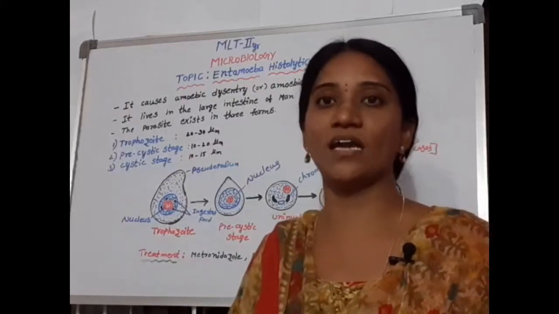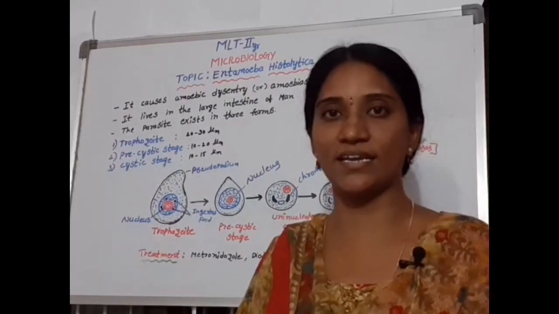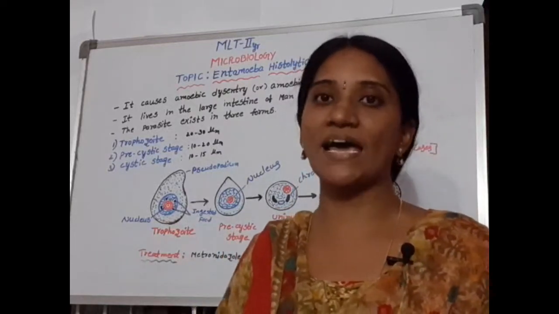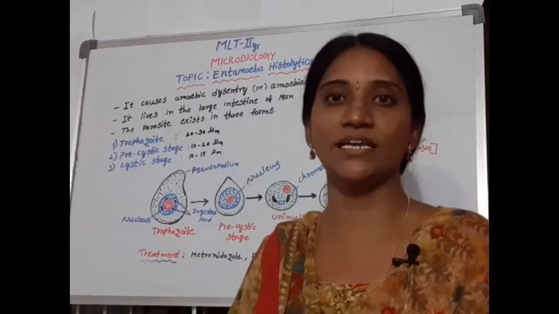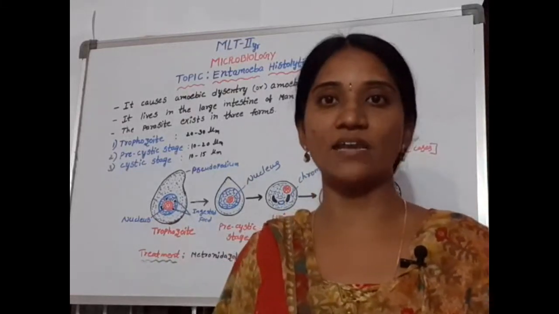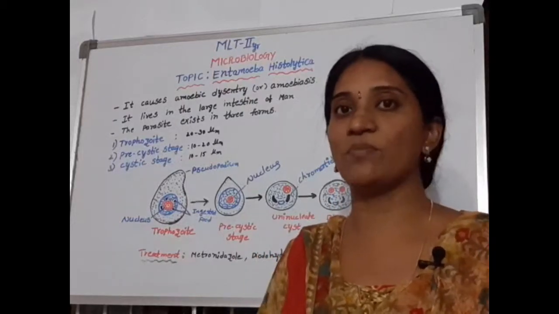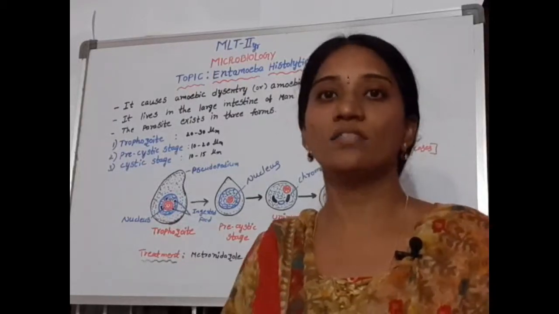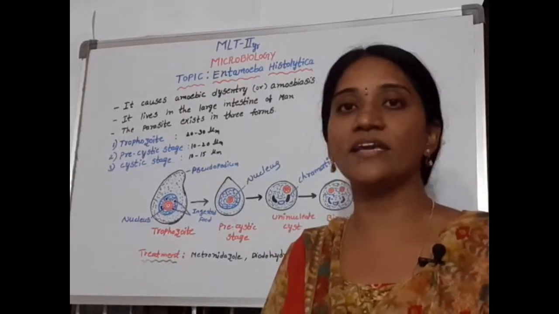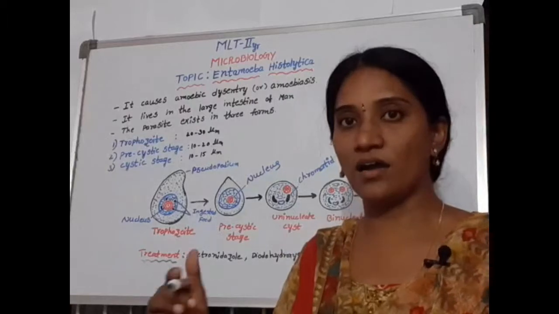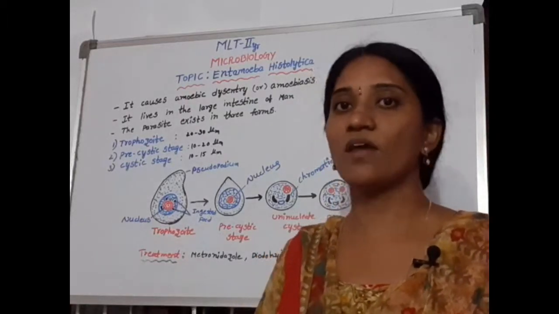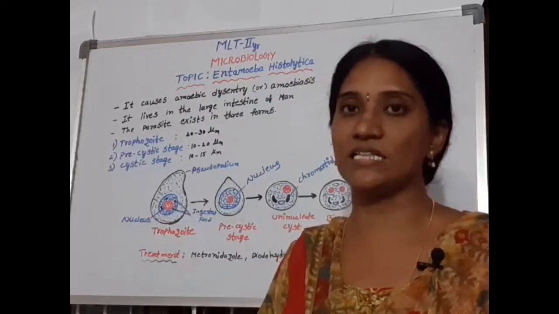Entamoeba histolytica causes amoebic dysentery or amoebiasis. This protozoan parasite lives in the large intestine of humans. It infects the intestinal walls and causes amoebiasis. Amoebiasis means bloody diarrhea. It takes red blood cells as its food.